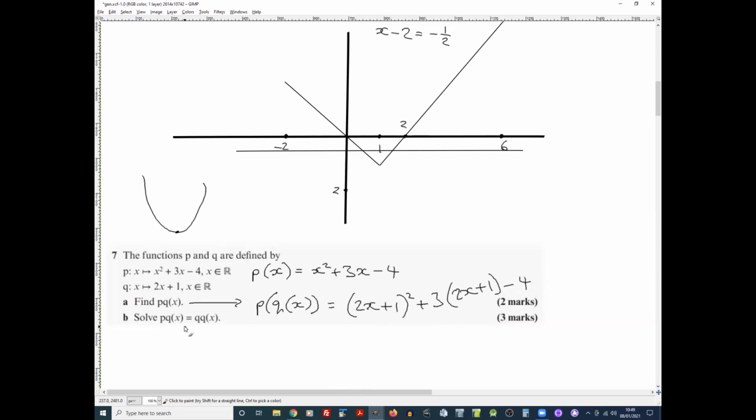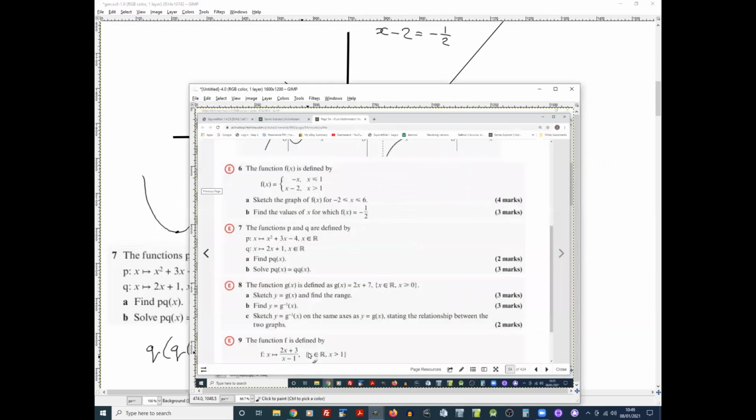And then if you solve that one being equal to Q of X, what's Q of X? Would be 2 times 2x plus 1 plus 1. Good. So just putting that equal to that is just really simple algebra. Solving. But this number, let's do number 8. That's more interesting, I think.